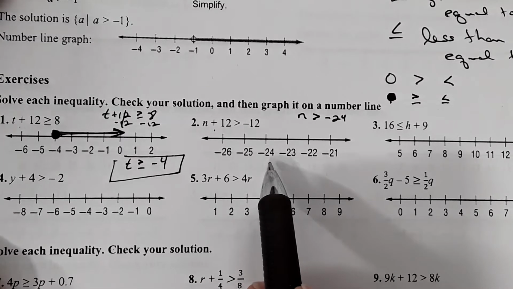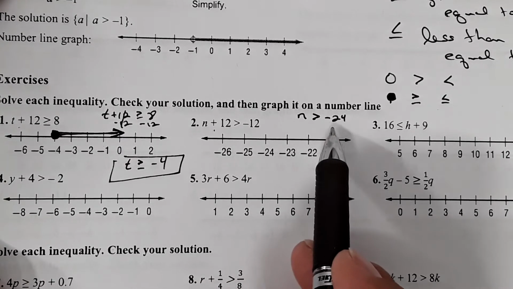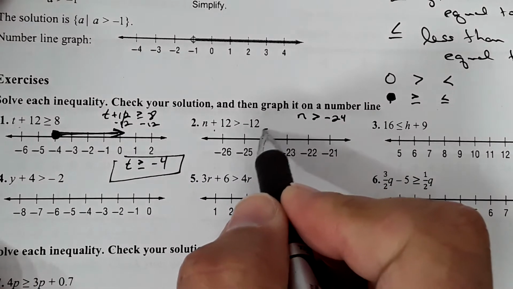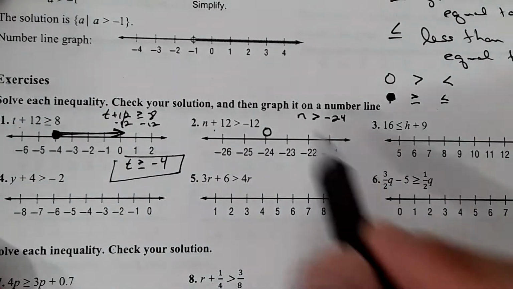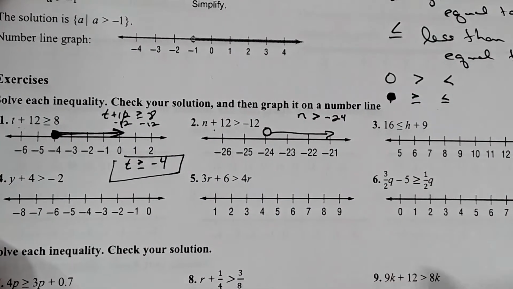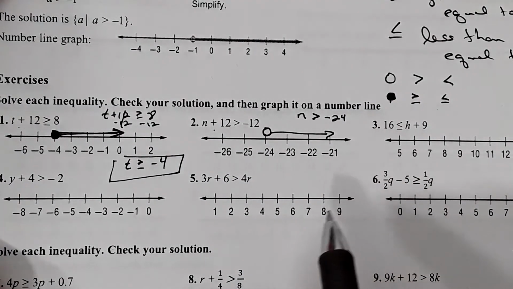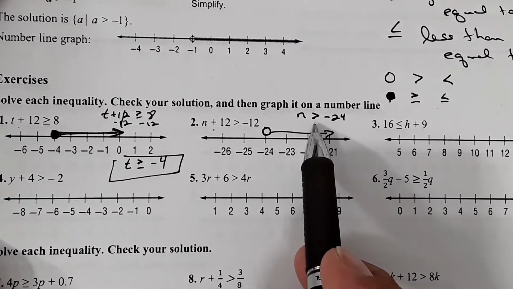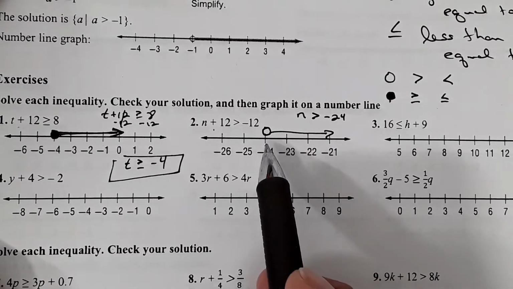So I'm going to put a circle on negative 24. I'm not going to include negative 24 because there's no equal bar. So the circle says this is where we start, and I'm going to go this way. Numbers bigger than negative 24 this way. I'm not going to include negative 24 because it can't be equal to negative 24. It has to be greater than. So I show that with an open circle.